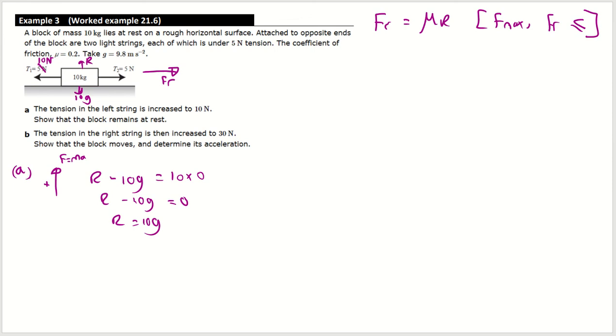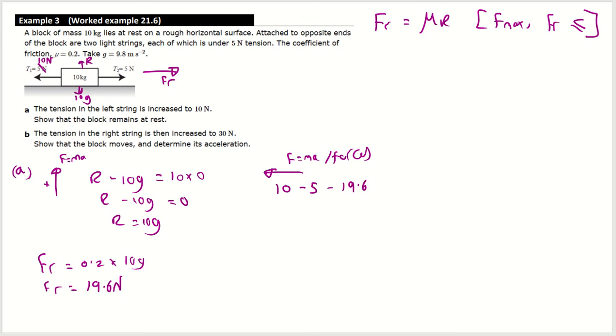If we then look at the friction, so using this formula, our friction will equal mu, which is 0.2, times 10g. Friction equals, that's going to be 2g, which is 19.6 newtons. Then if I look at what the forces are doing going this way, so as an F equals ma, or just looking at the forces, we're trying to show it's remaining at rest. So we've got a 10 newton force going left, we've got a 5 newton force going right, taking it off, and also taking off this 19.6, which is friction.